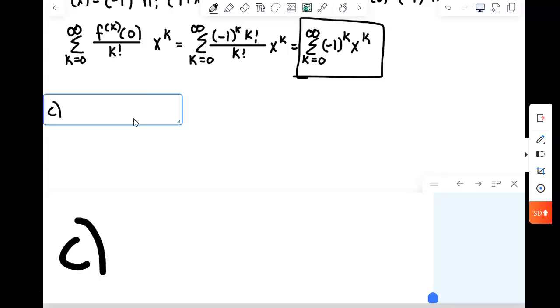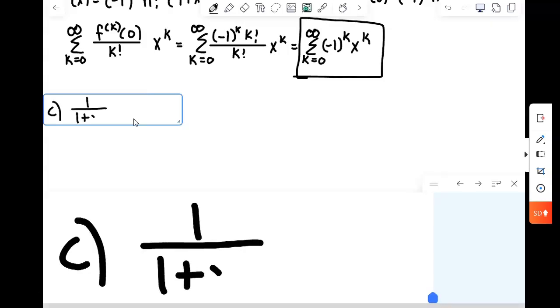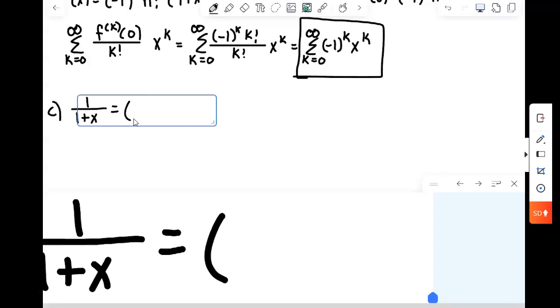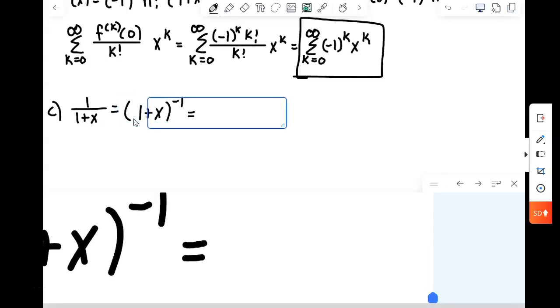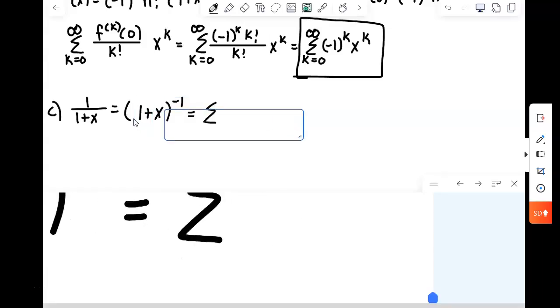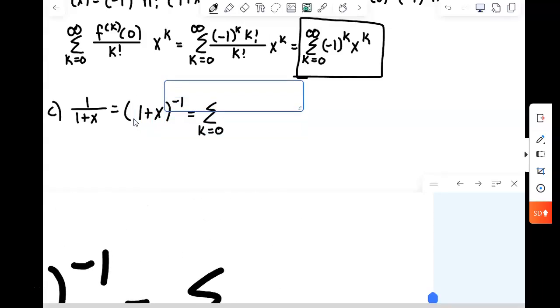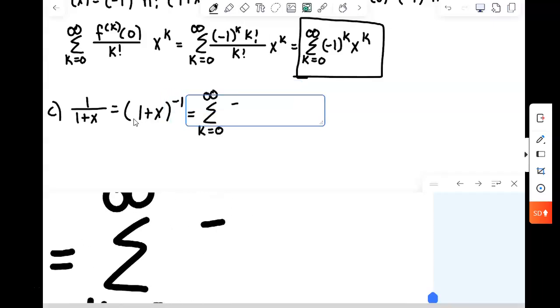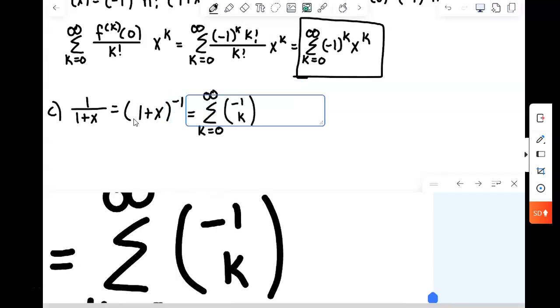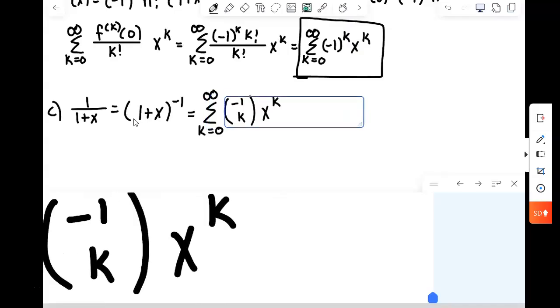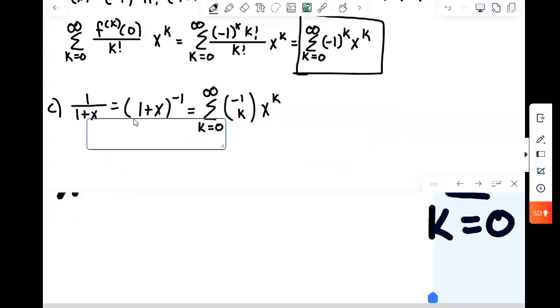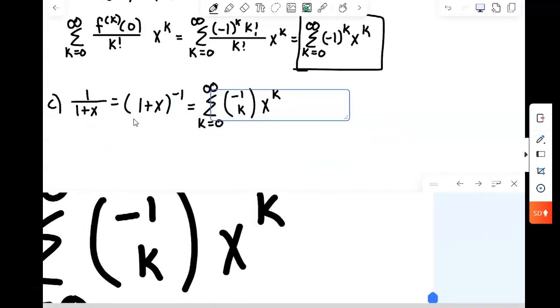So part C, 1 over 1 plus x can be thought of as 1 plus x to the minus 1, which we know would be a series as k goes from 0 to infinity of minus 1 choose k, x to the k. So now we start computing minus 1 choose k. So we just have to compute those things.